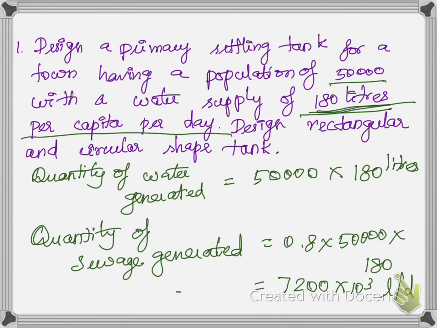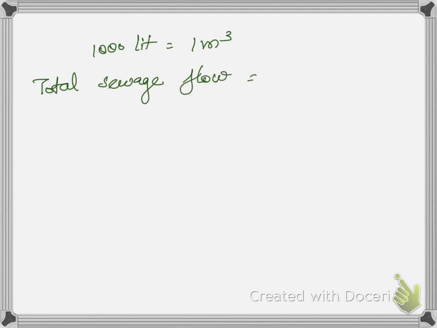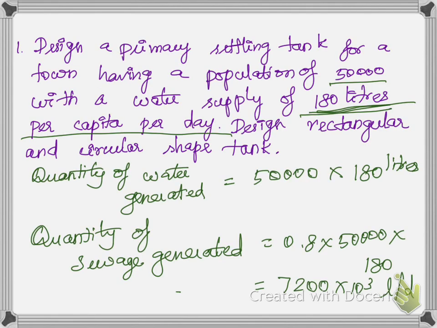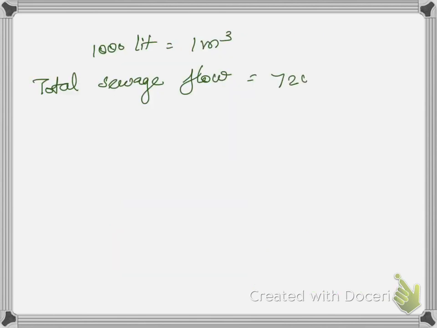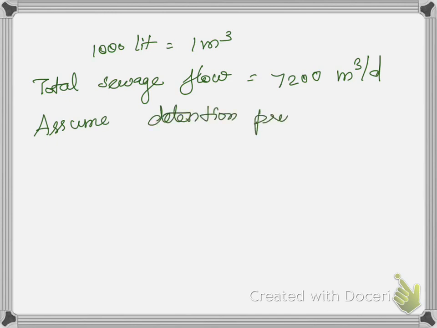Now we can convert this into meter cube per day. 1000 liters is 1 meter cube. So my total sewage flow is 7200 into 10 power 3, and you divide by 10 power 3 to convert into meter cube. So now I get 7200 meter cube per day. Now I am going to assume a detention period of 2 hours.